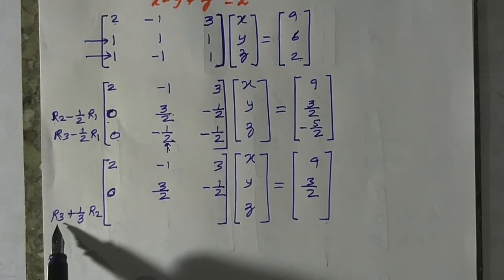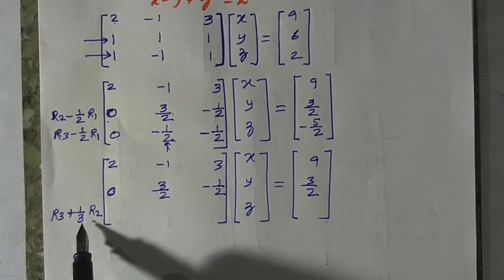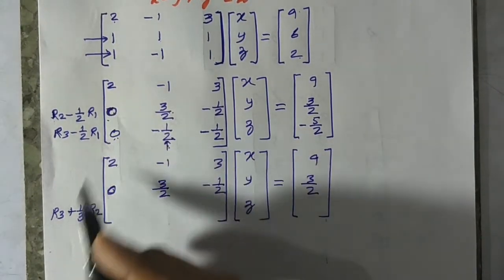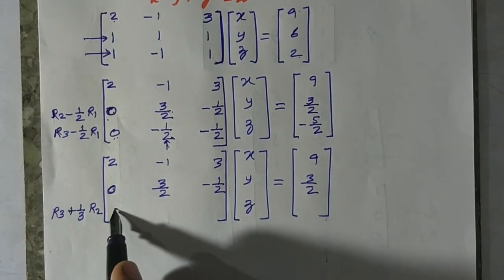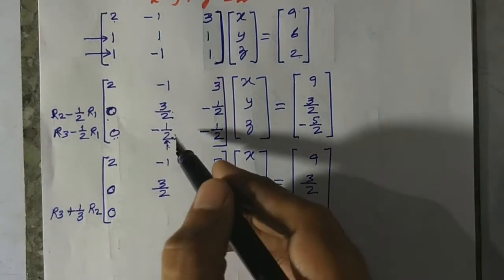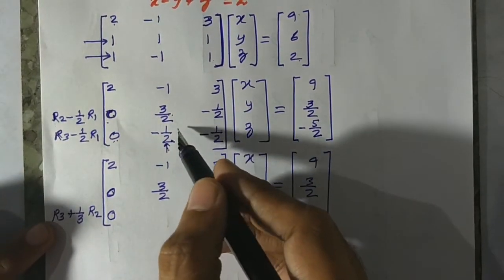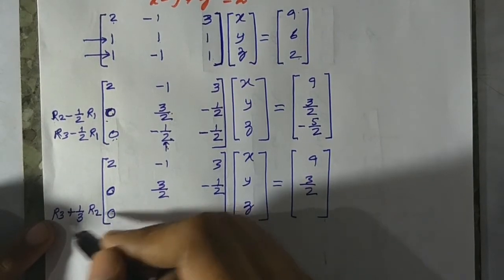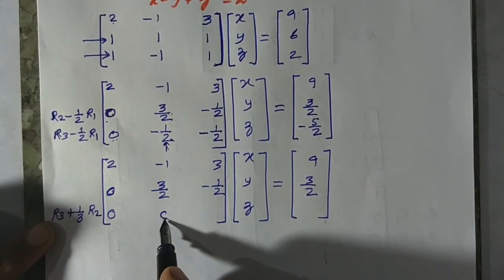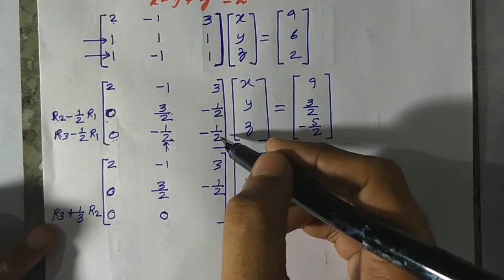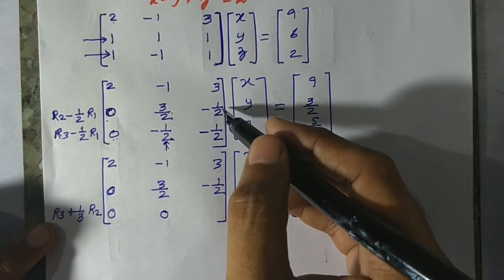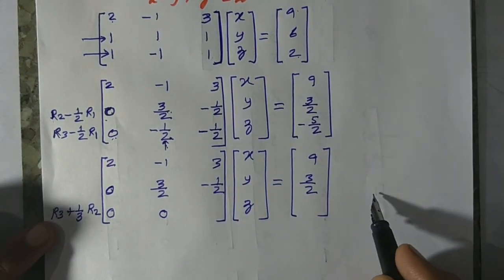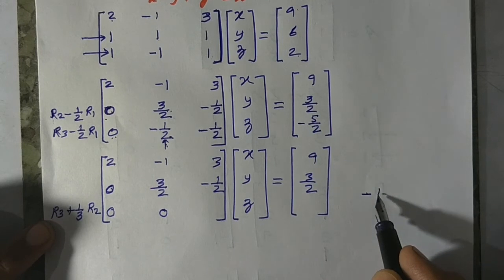Now perform R3 plus 1 upon 3 R2 on R3. So substituting R3 and R2 from here, both the elements are 0, so this 0 remains 0. And R3 is minus half, and here R2 is 3 upon 2, so 3 will cancel 3 and you will get plus half, minus half plus half, 0.